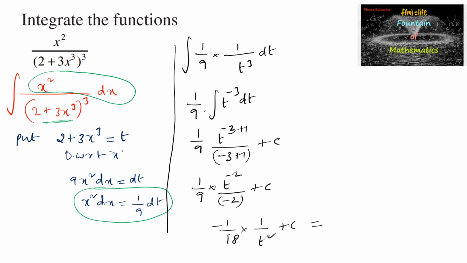Let us substitute t back again. So minus 1 by 18 times 1 upon 2 plus 3x cube whole square plus integral constant c is the answer.